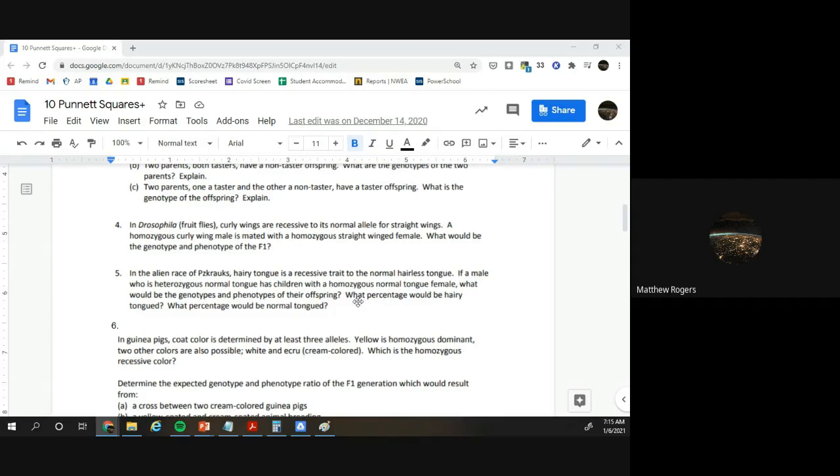So it should be 0% hairy tongue, because the second you have somebody that's homozygous dominant, they're not going to have any children with both recessive alleles, because that parent can't give a recessive trait. So it should be 0% here. The genotype should be 50% big A, big A and 50% big A, little a. The phenotype should be 100% hairless tongue, or the normal tongue.